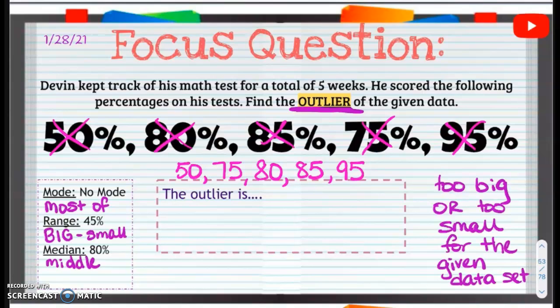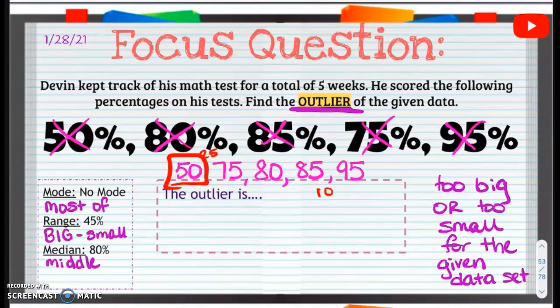So which number here do you think stands out? Is there a number that's either too big or too small? Well, 85 and 95, that's only 10 away, right? So I like to think of, okay, between 85 and 95, that's 10 away. Between 50 and 75, that's 25 away. That's a lot. So our outlier is going to be 50.